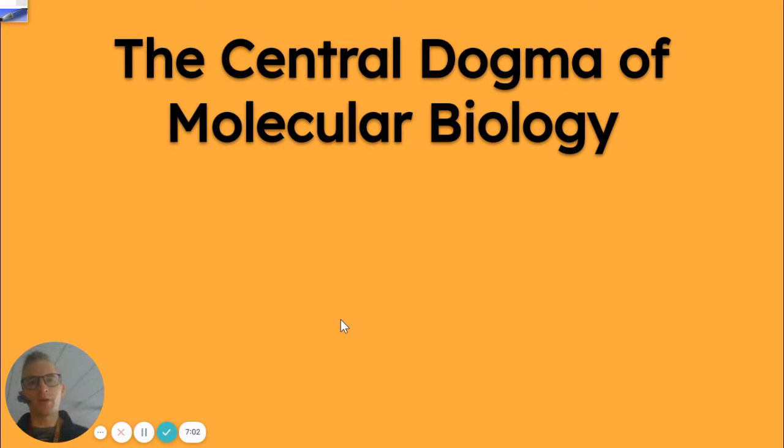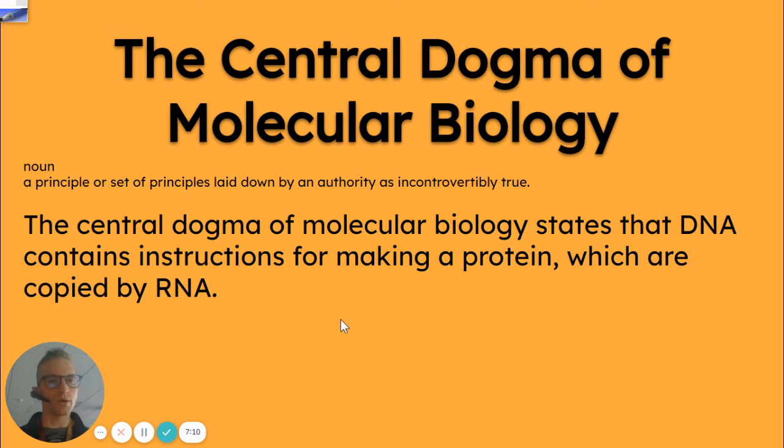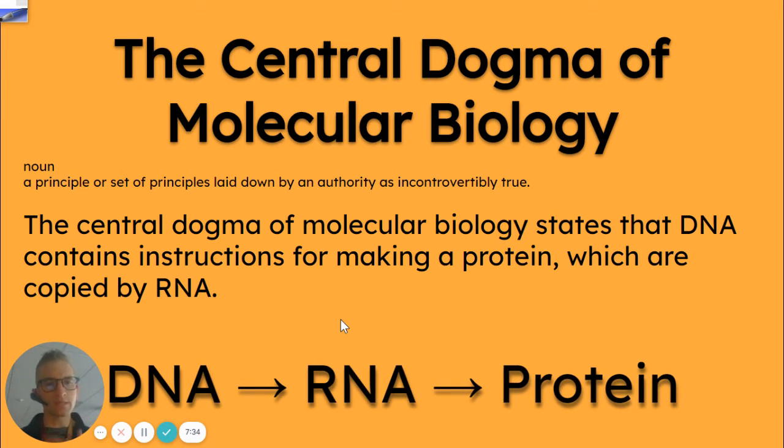That is the central dogma of molecular biology. A dogma is just a set of principles or rules laid down by an authority as truth. So here the central dogma of molecular biology states that DNA contains the instructions for making a protein. Those instructions in DNA are copied by RNA. To summarize even further, DNA codes for RNA, which codes for protein.